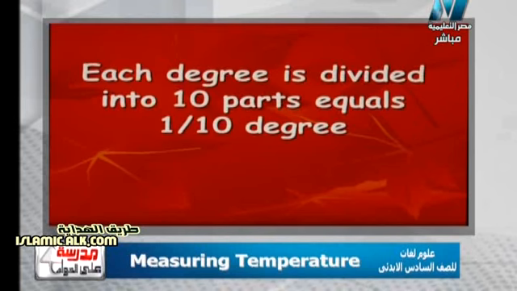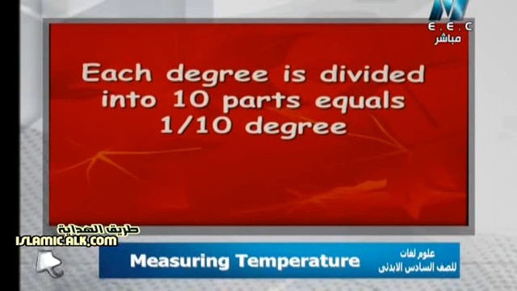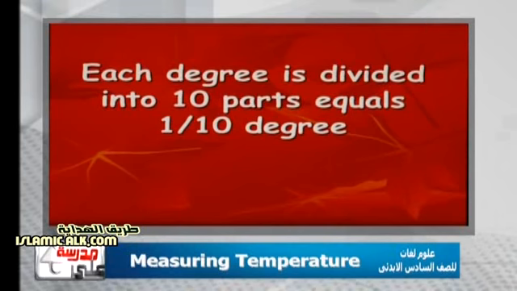Another important piece of information about the thermometer: each degree in the medical thermometer is divided into 10 parts, equal to 1/10 degree. We divided it into 10 parts; each part, or each dash as we call it colloquially, equals 1/10 of a degree. Again, each degree is divided into 10 parts, each equal to 1/10 degree.